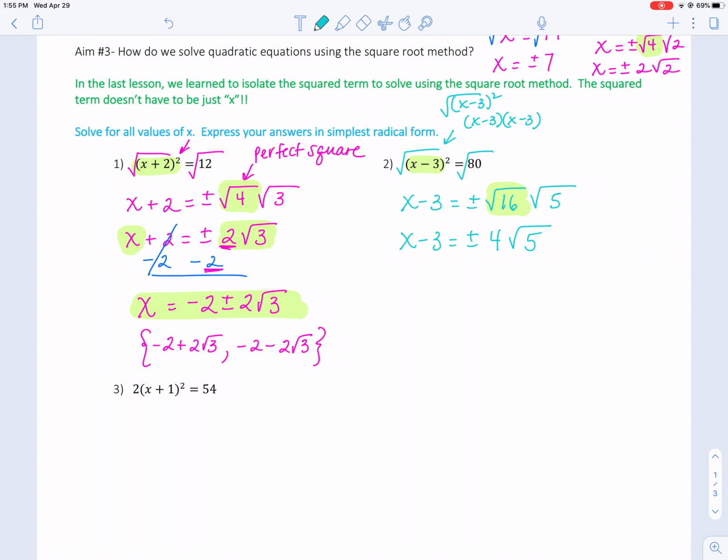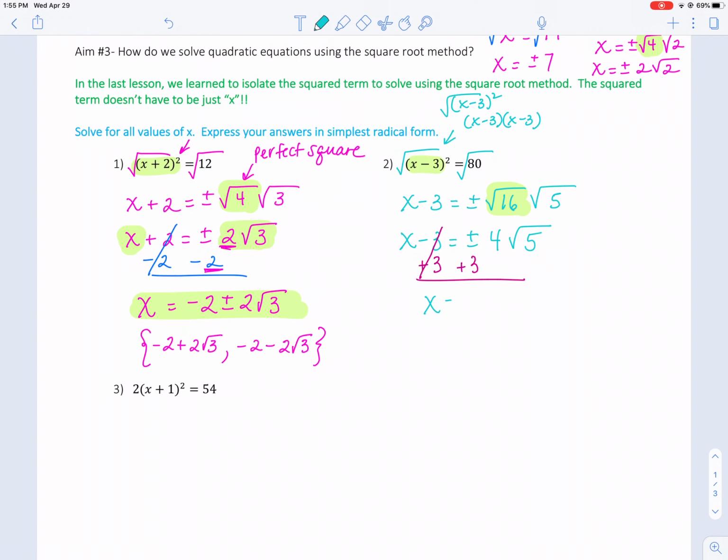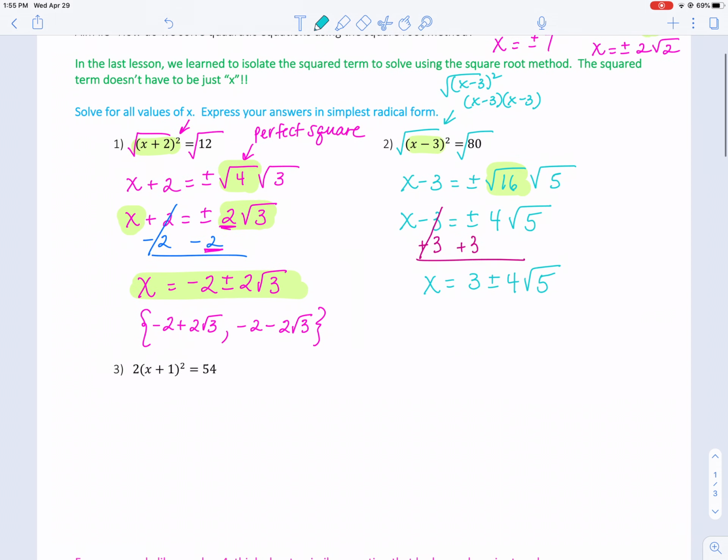And now, what's your inverse operation? Here, you're going to add this 3 to the other side. But once again, this 3 cannot be combined with 4 radical 5. It goes in front. 3 plus or minus 4 radical 5. You could show your answer like that. You could show 3 plus or minus 4 rad 5. That's a really nice way to show it. That's still showing two different solutions: 3 plus 4 rad 5, 3 minus 4 rad 5.